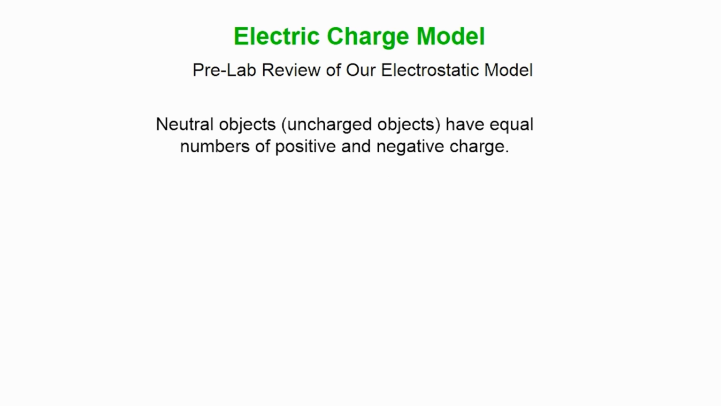In our model, we talk about neutral objects, or uncharged objects, which have equal numbers of positive and negative charge. It's important that you recognize that neutral objects are not objects that do not have any charge. It's just that they don't have an imbalance in charge. There's an equal number of positives and negatives.